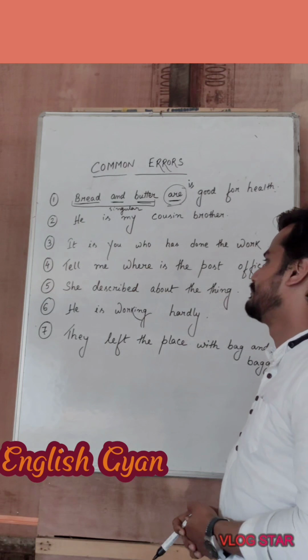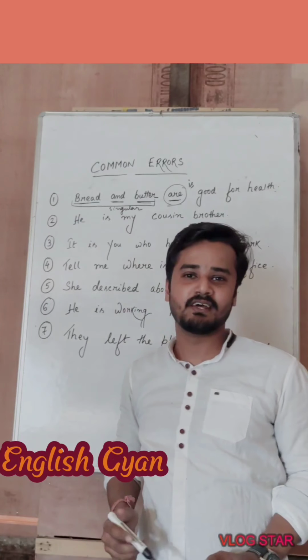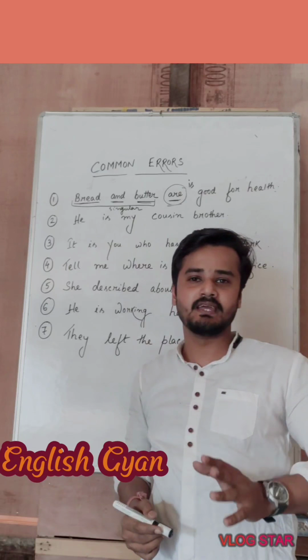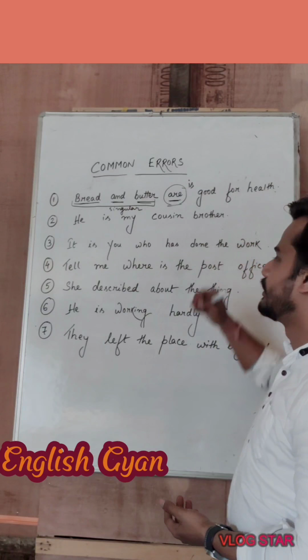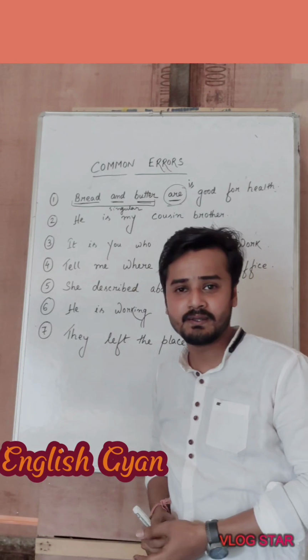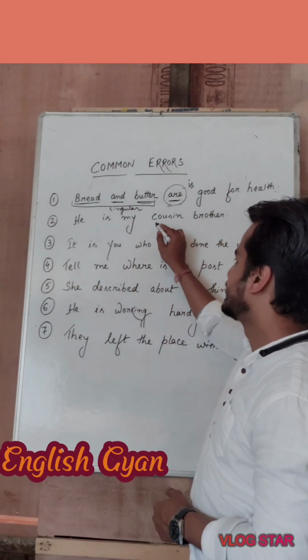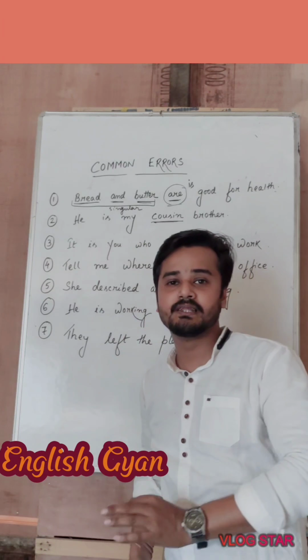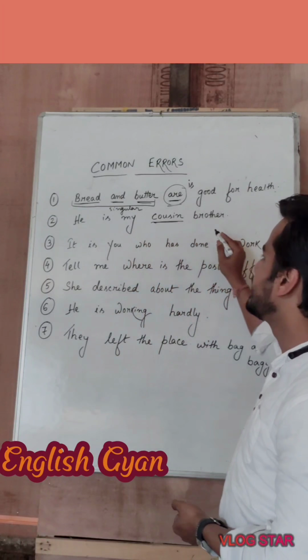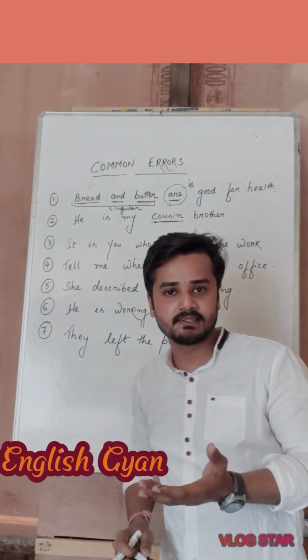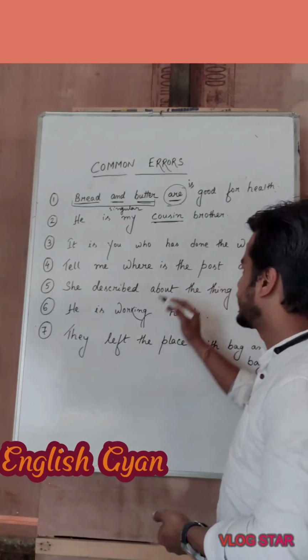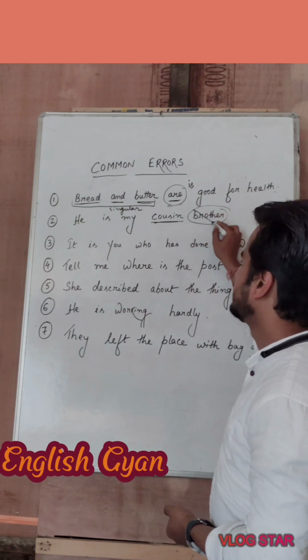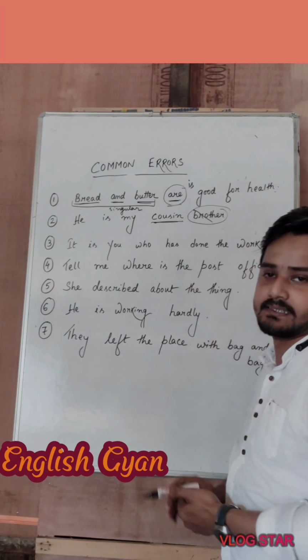He is my cousin brother. This is a very general error that most of us make. We use brother or sister after cousin, but we must remember that the word cousin itself refers to any kind of brother or sister. So we never use brother or sister after the word cousin. So the correct sentence will be: he is my cousin.